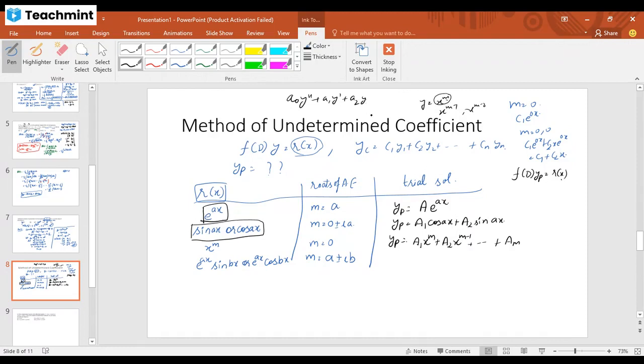So it means that we started from this maximum power and we need to consider a polynomial. Basically, we need to consider a polynomial of the same degree. That means if your right hand side contains either x square or x square plus x plus 1, we need to choose our trial solution as a quadratic polynomial. Okay. And the last case is if your right hand side is e power ax into sine bx.